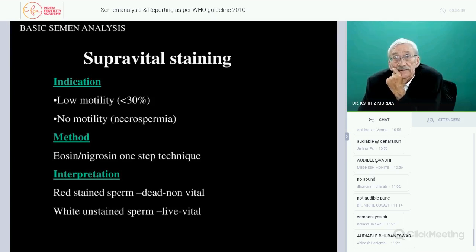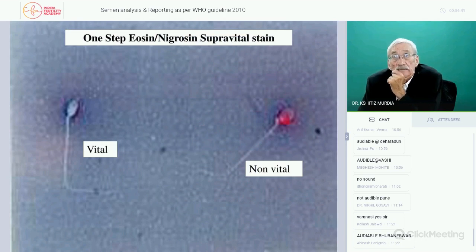So if you look at this example, you can clearly see that this is a dead sperm, non-vital, and this is a live sperm, very much alive. The nigrosin only forms the background so that you can distinguish between the two colors more easily than without the black background.